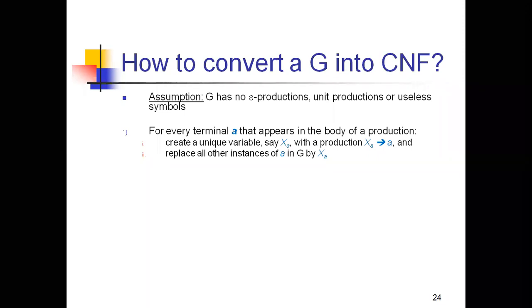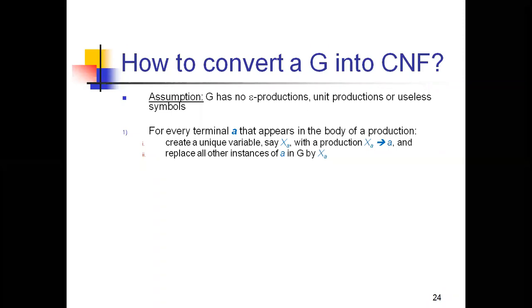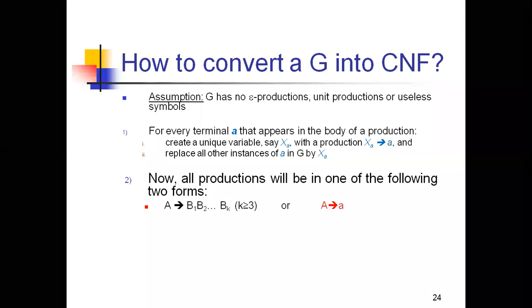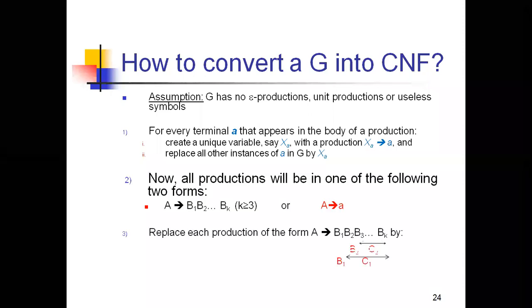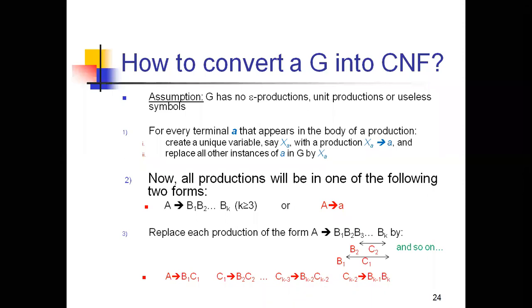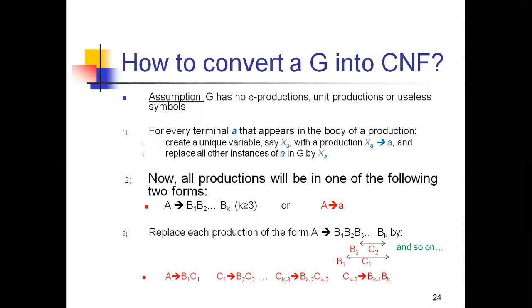In those assumptions, G is a context free grammar, right? G has no epsilon productions, G has no unit productions, G has no useless symbols, right? So for every terminal a that appears in the body of a production, you create a unique variable, say Xa, with a production Xa tends to a. With the example, it will be very clear to you what point number one is.